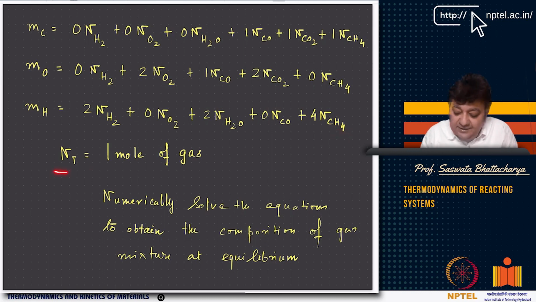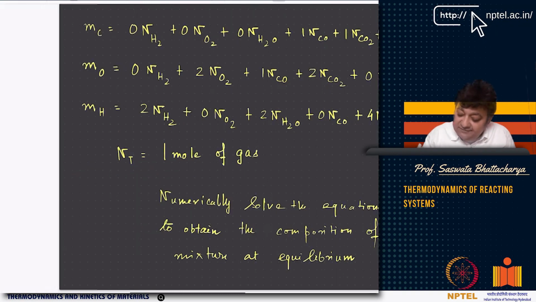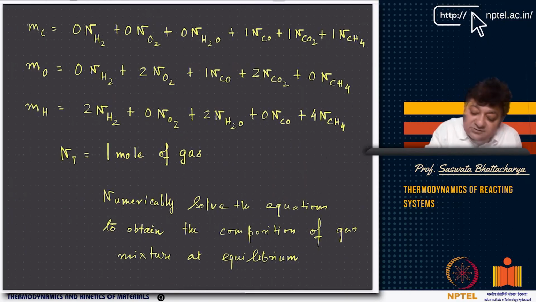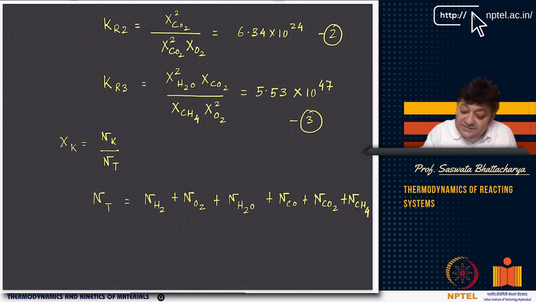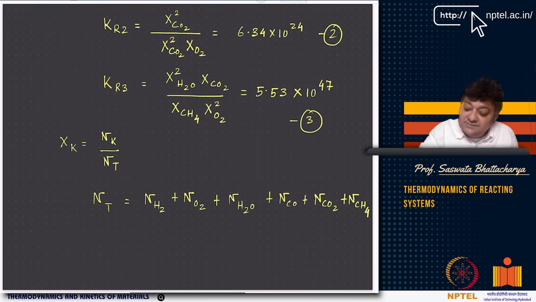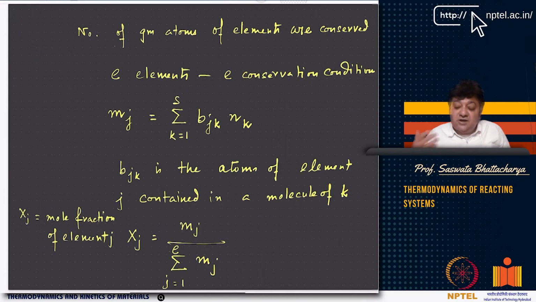So basically if Nt is 1 mole of gas, I have this formula for Nt. And I also have the number of gram atoms of carbon that have to be conserved, the number of gram atoms of oxygen that have to be conserved, and the number of gram atoms of hydrogen that have to be conserved. So this gives me 3 equations. And these 3 equilibrium constants, Kr1, Kr2, Kr3, basically give me 3 more equations. So you have 6 equations, and you solve them numerically.